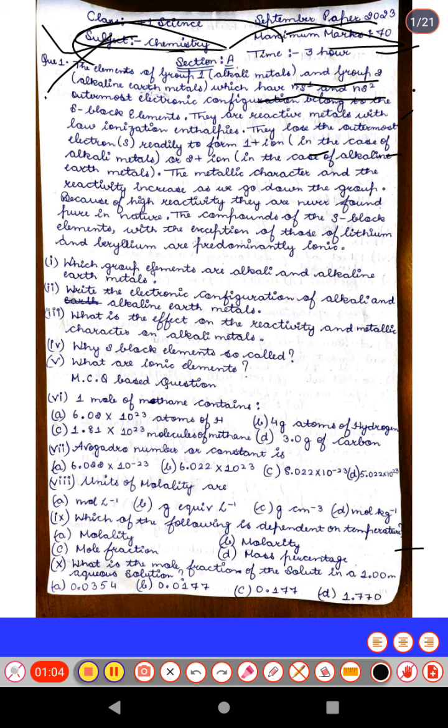The metallic character and the reactivity increase as we go down the group, and because of the high reactivity they are not found pure in nature, and compounds of s block elements, with the exception of lithium and beryllium, are predominantly ionic in nature.